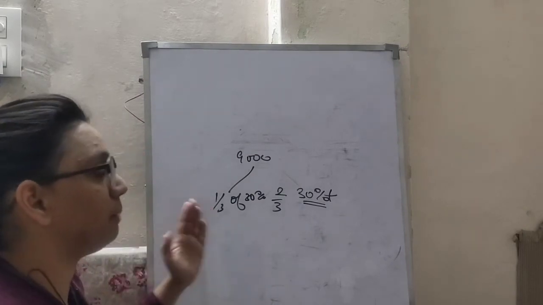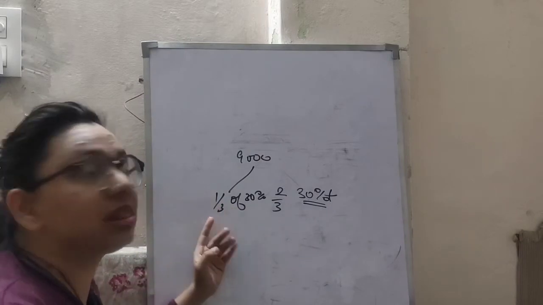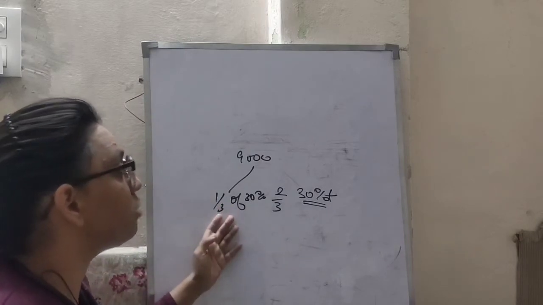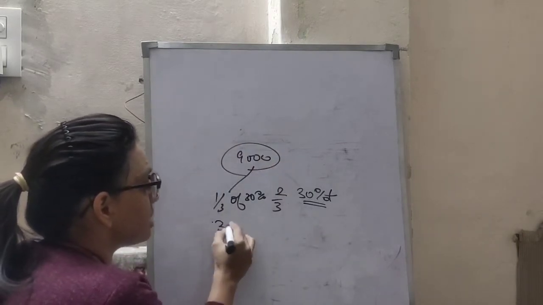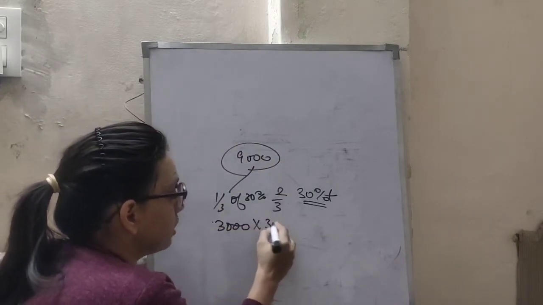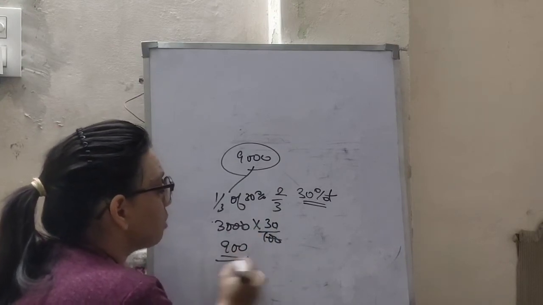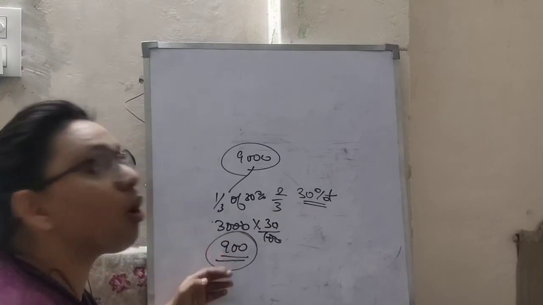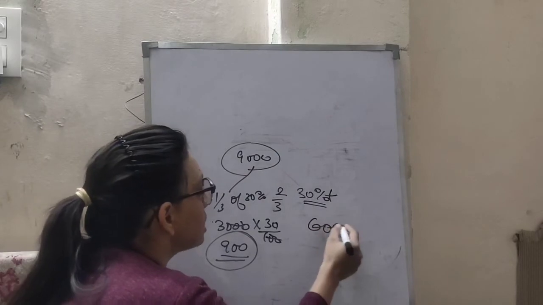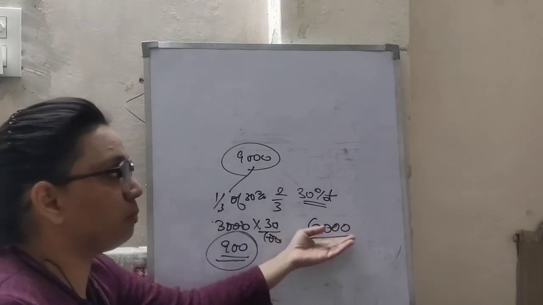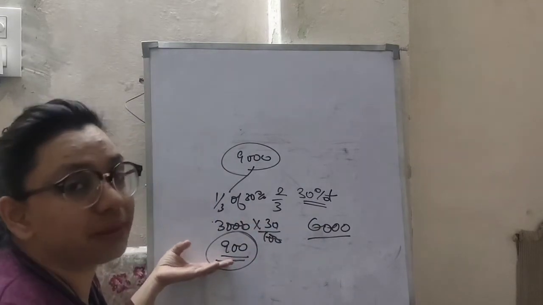So you have to keep in mind that the gain should be equal to 30% of 1/3 of that item. So when we are calculating this part, it is 3000 into 30 upon 100, that is equal to 900. So your gain should be 900 rupees on the rest of the part, that is on the 6000 rupee item, that is, you should be having 900 rupees gain.